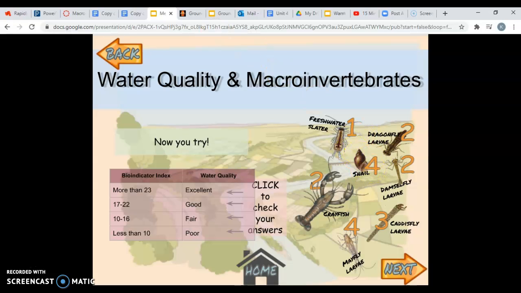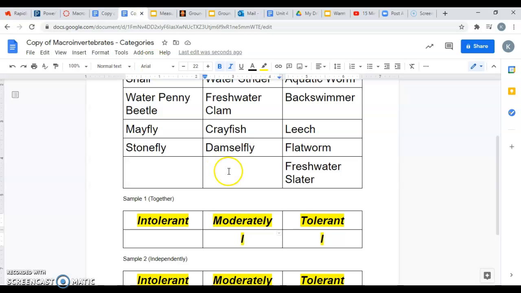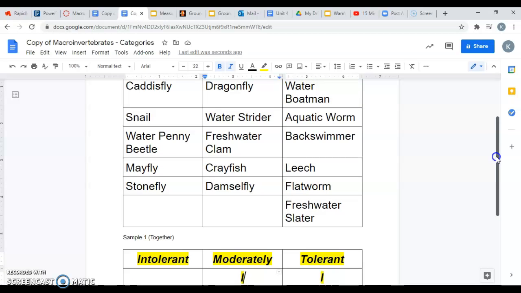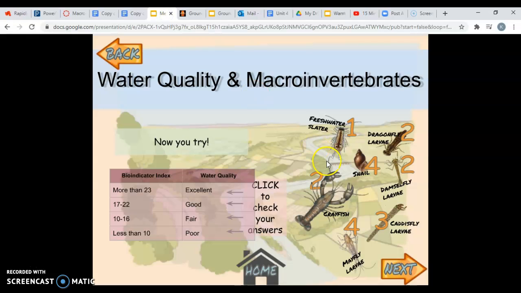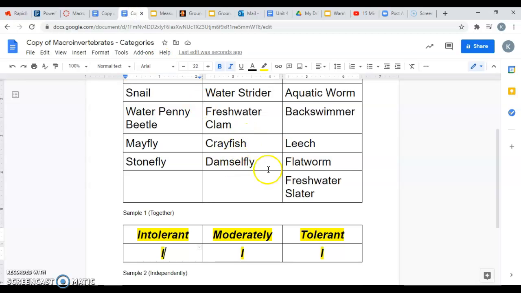Next, we have a snail. So I'm going to go back and find our snail. He is intolerant, so we're going to put 1 here at the intolerant. Then I'm going to do my crayfish. My crayfish is moderate, so I'm going to put another tally for moderate.